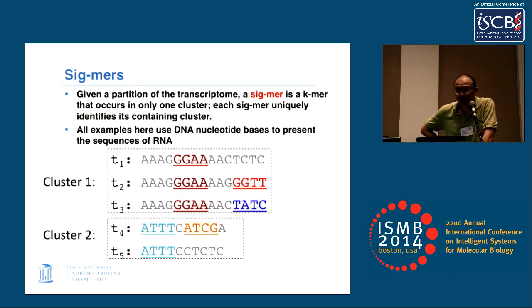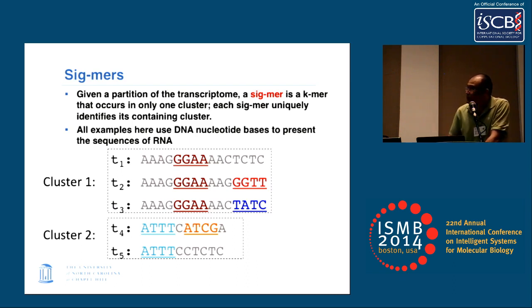And here are 5 sigmers. I color them. They are not an exhaustive list of all sigmers in this example, but we think a fraction of sigmers should be enough for us to quantify this transcriptome. So for example, GGAA is a sigmer, because even though it occurs in 3 different transcripts, all 3 transcripts belong to the same cluster.